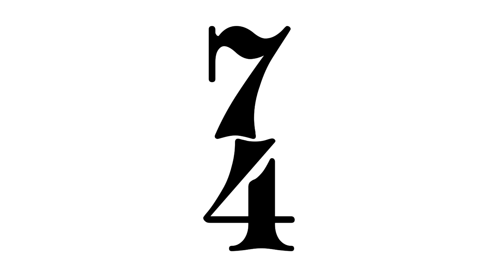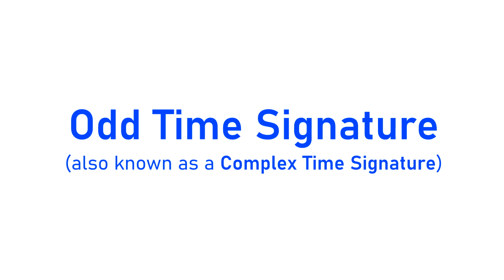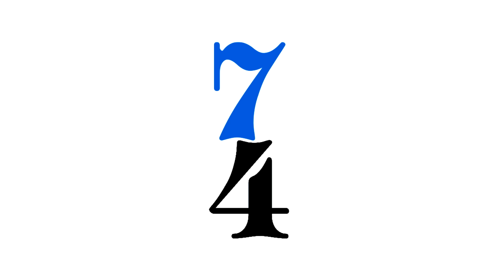Now, unlike the more common signatures like 4-4, 3-4, 6-8, 7-4 is an example of an odd or complex time signature. Put simply, an odd time signature is any meter where the number of beats, the top number, won't divide down into groups of 2 or 3. So other examples of odd time signatures include 5-4, 13-8 and 11-8.